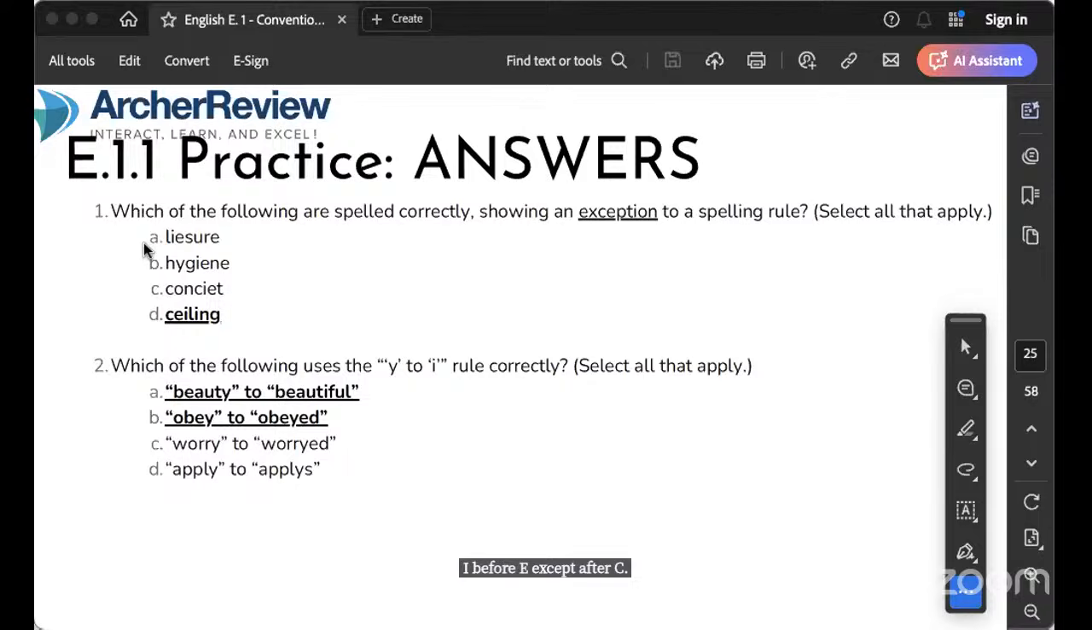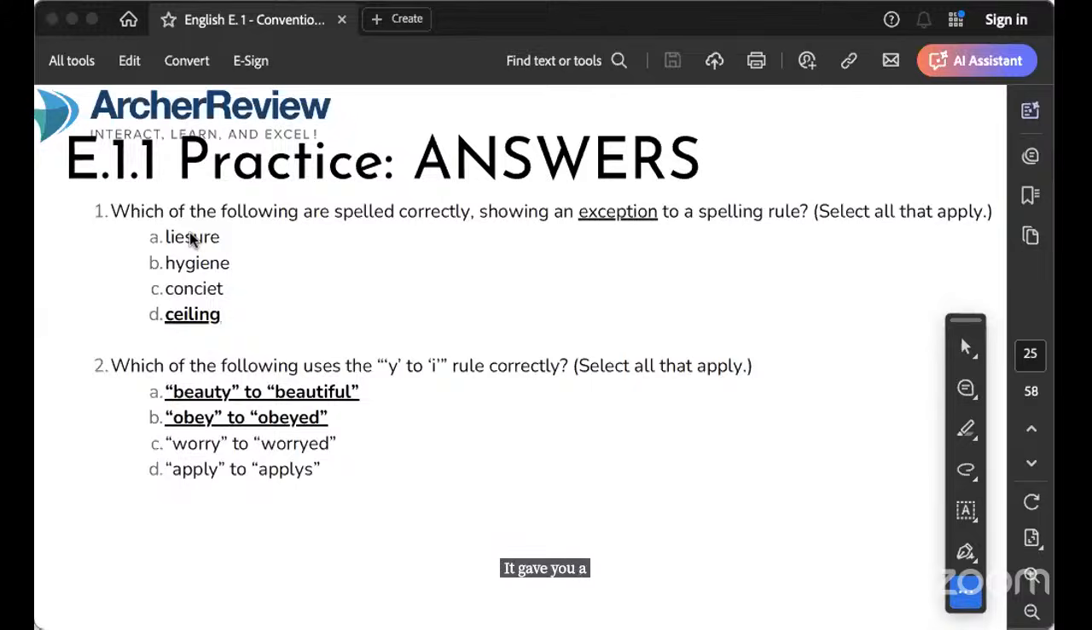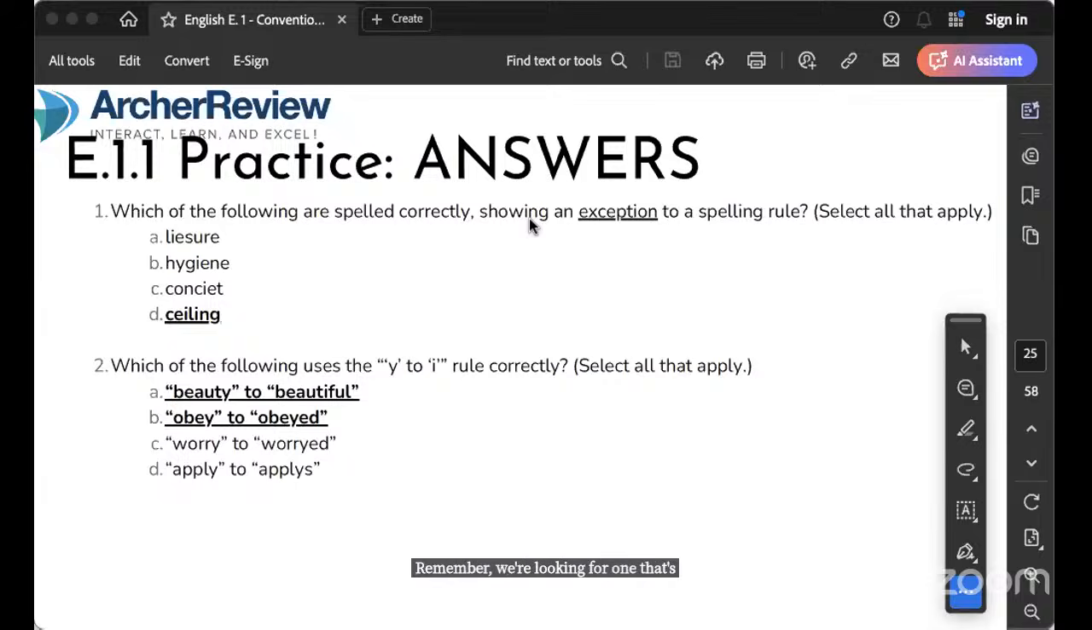So let's go through them really quick just in case you missed them. With A, leisure, it should be L-E-I. It is an exception to a spelling rule, I before E except after C, but it should be spelled E-I. It gave you a word that is an exception, but it was spelled wrong, so that rules it out. Hygiene, I before E, so that follows the spelling rule and is spelled correctly. Remember, we're looking for one that's spelled correctly and follows it or shows an exception to a spelling rule.